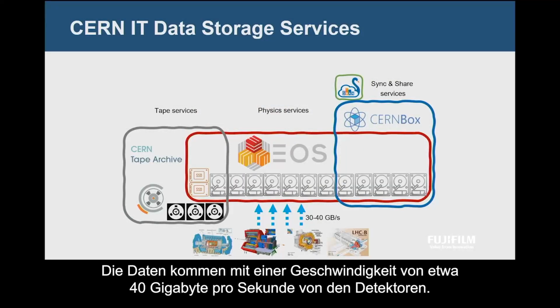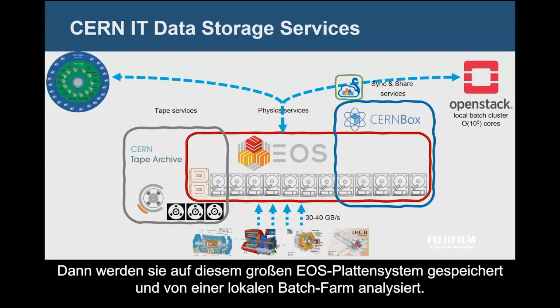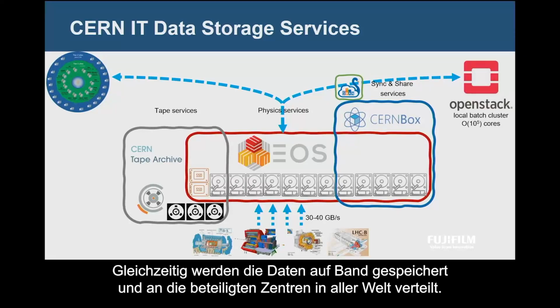Data is coming from the detectors at roughly 40 gigabytes per second. Then it is stored on this EOS big disk system, where it is analyzed by the local batch farm. At the same time, data is stored on tape and distributed to the participating centers around the world.